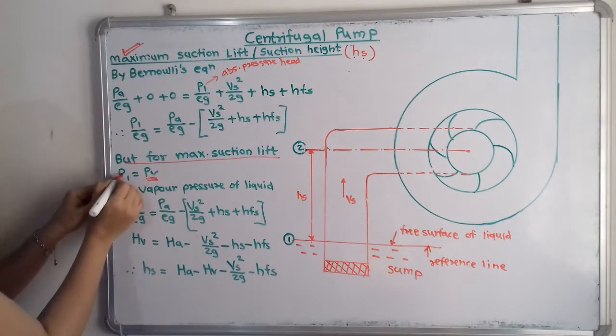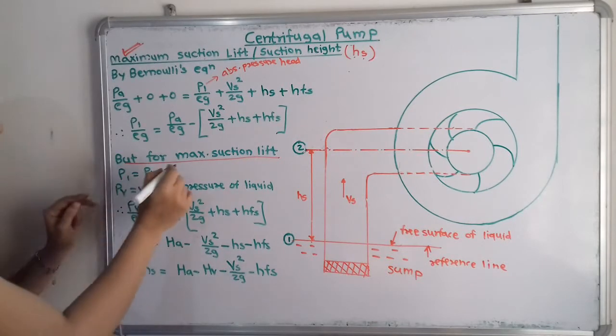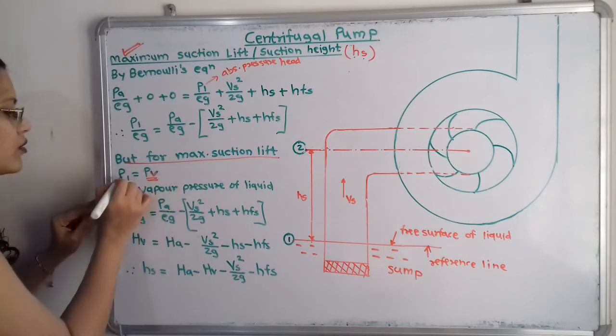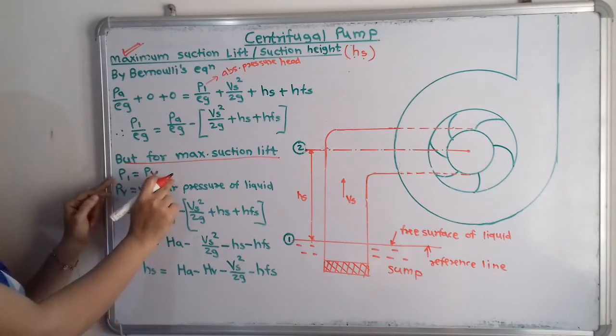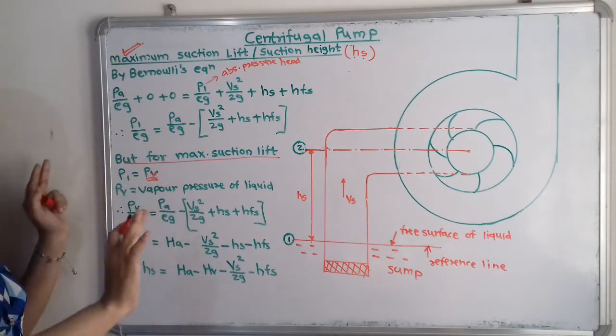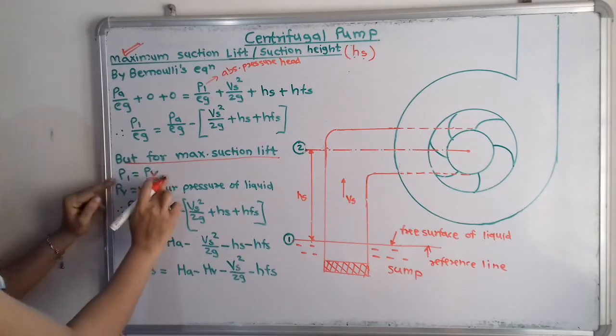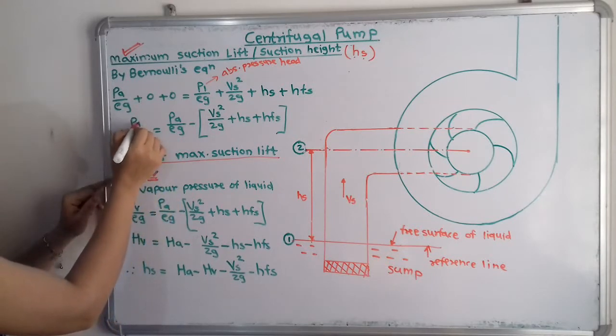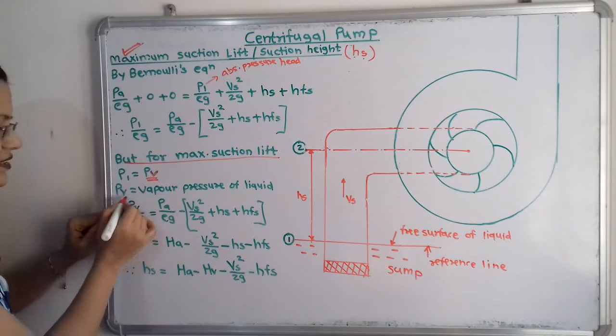That is, we can take here P1 is equal to Pv. So for maximum suction lift, we have to balance P1 equal to Pv, but P1 should not be greater than Pv. So at this condition, suppose I put here Pv instead of P1, that is the vapor pressure.